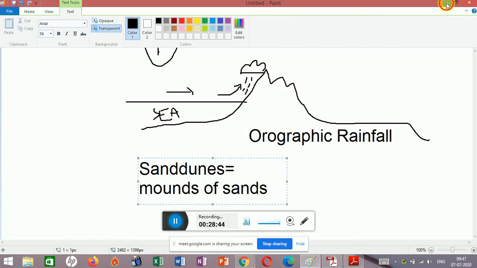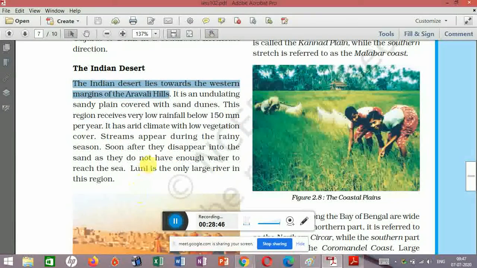And this desert is covered with sand dunes, and the rainfall is about 150 millimeters per year, that is only 15 centimeters in a year. It has an arid climate with low vegetation cover. Arid means desert. It has a desert climate with little vegetation, only small trees, grasses and cactus are there.